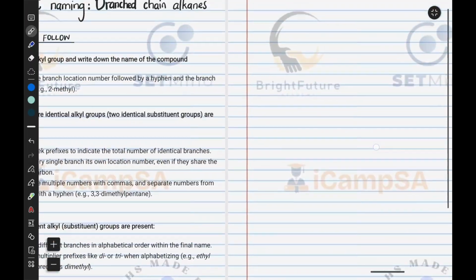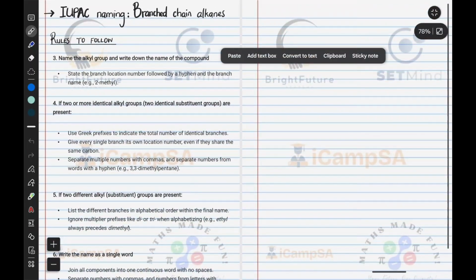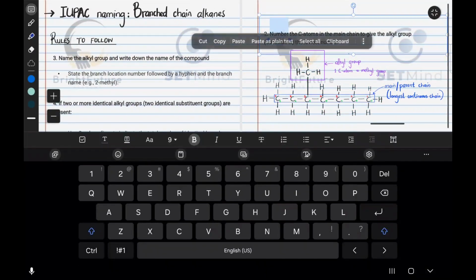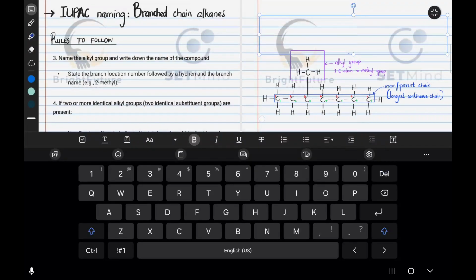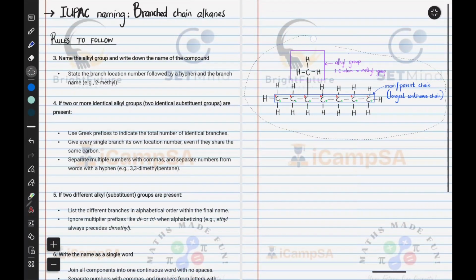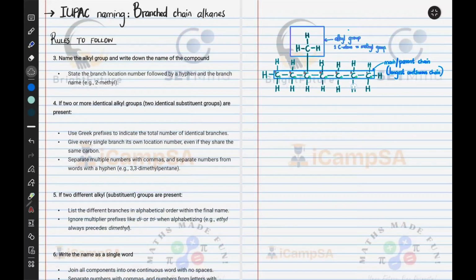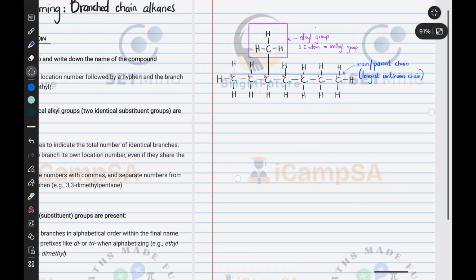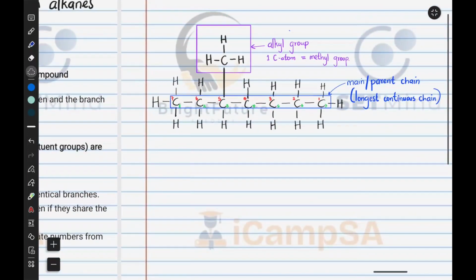All right, so let's take our compound and put it here. Okay, copied everything. All right. We take our compound, we put it there. Now we go to rule number 3. It says name the alkyl group and write down the name of the compound. Okay, so let's come in. Our alkyl group is the methyl group, and it is on carbon number 3. So this will be 3-methyl.